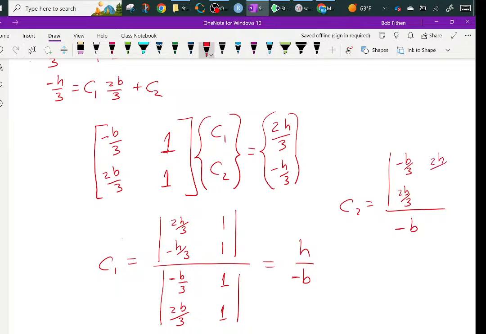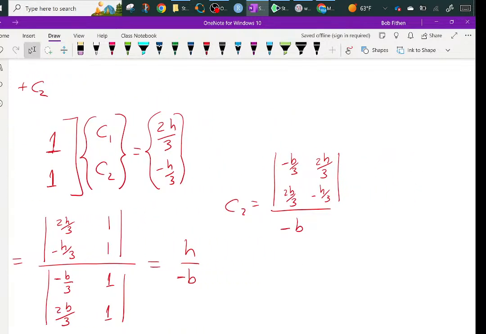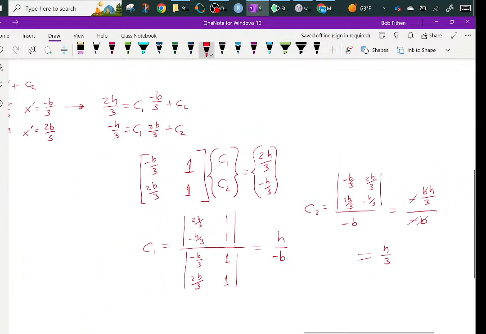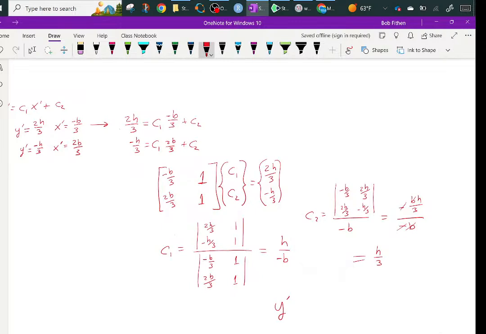And then this is 2h over 3 minus h over 3. What you'll find is when I do the problem the other way, you will gladly enjoy the other way much better than this. Let's see. Oh, hey, it did it. That's over minus b, so that would be h over 3. So I end up with an equation that says y prime is equal to C1, which is h or minus h over b, times x prime plus h over 3.